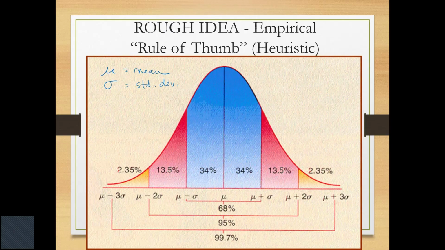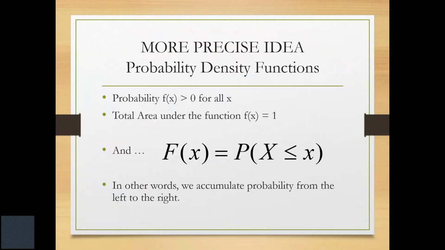So if something is further away than 3 standard deviations, it's probably unusual. Okay, because if we expect 99.7% of things to fall within 3, that means 0.3% are going to be outside of that, which is not 0.03, it's 0.0003. So, okay, that's a good rough sketch, but we're going to need even more precision than that.